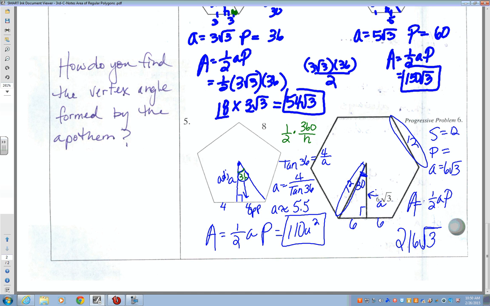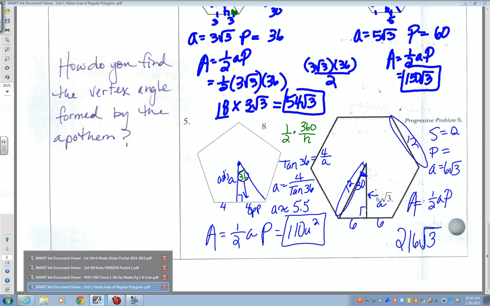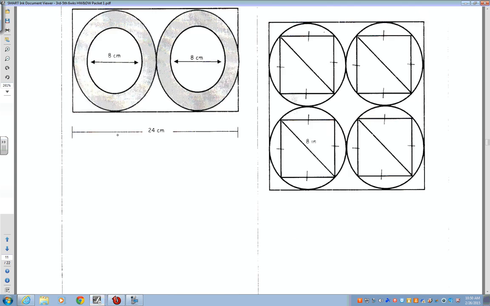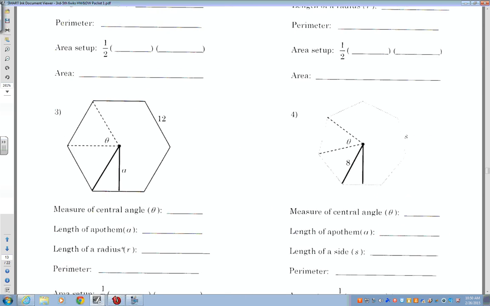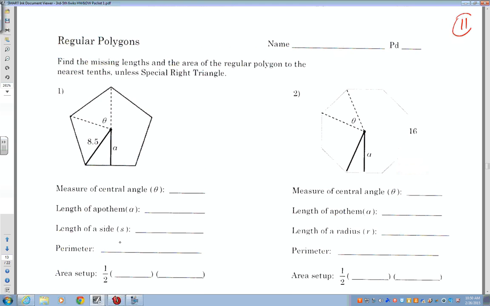All right. So in your packet, we're going to go to practicing the steps. We have a worksheet in our packet, after the composite and shaded one, on page 11. So go to page 11. All right. Now, I'm going to go through the parts with you real quick.